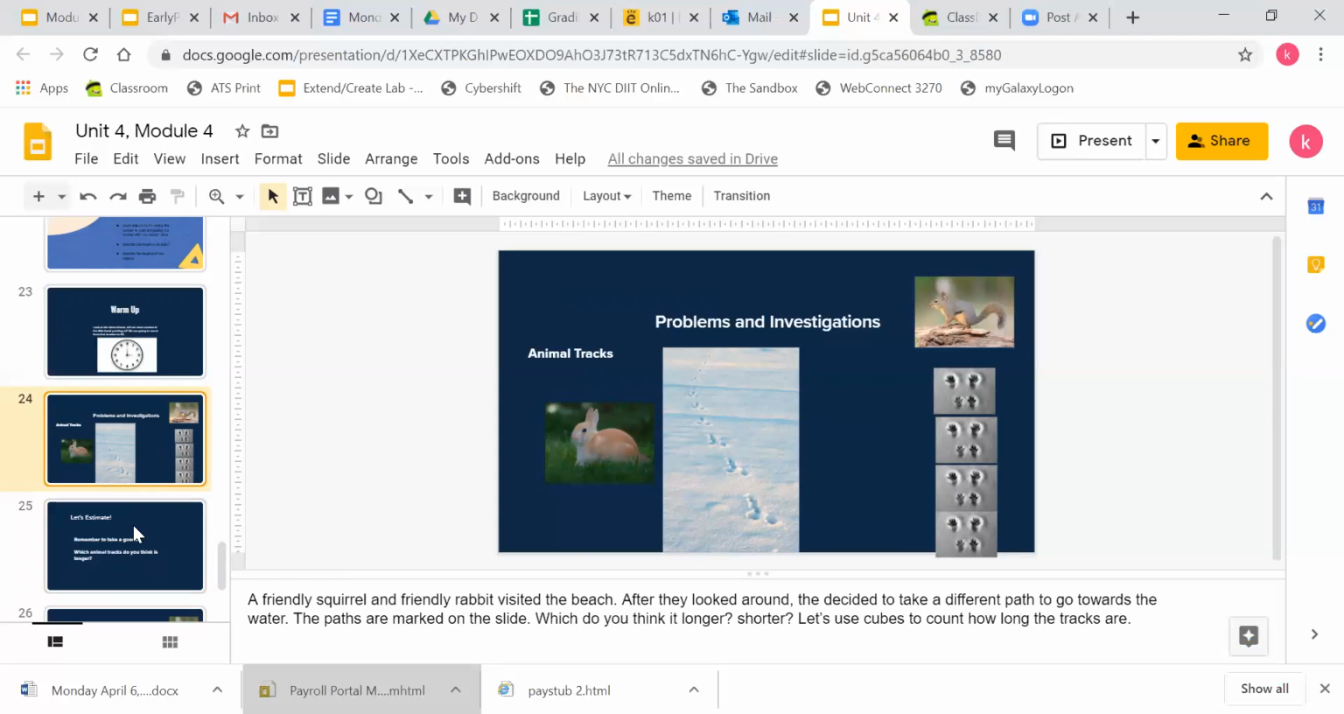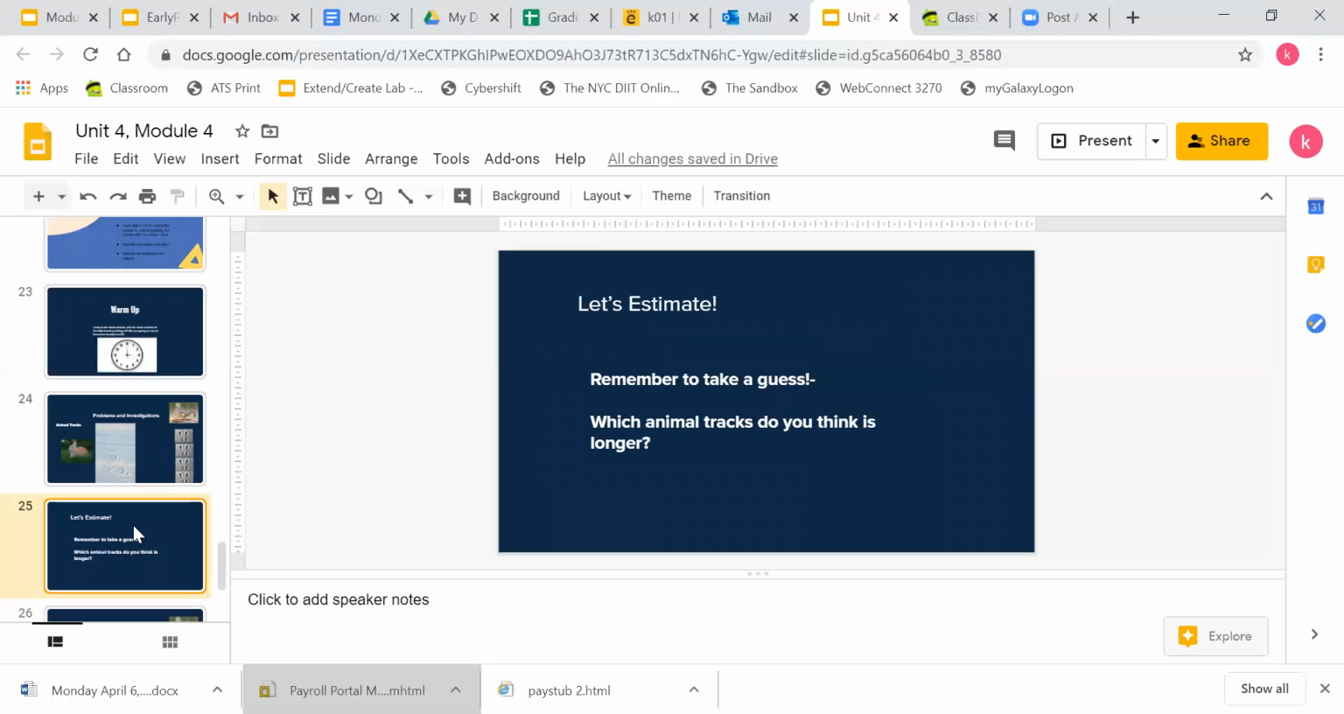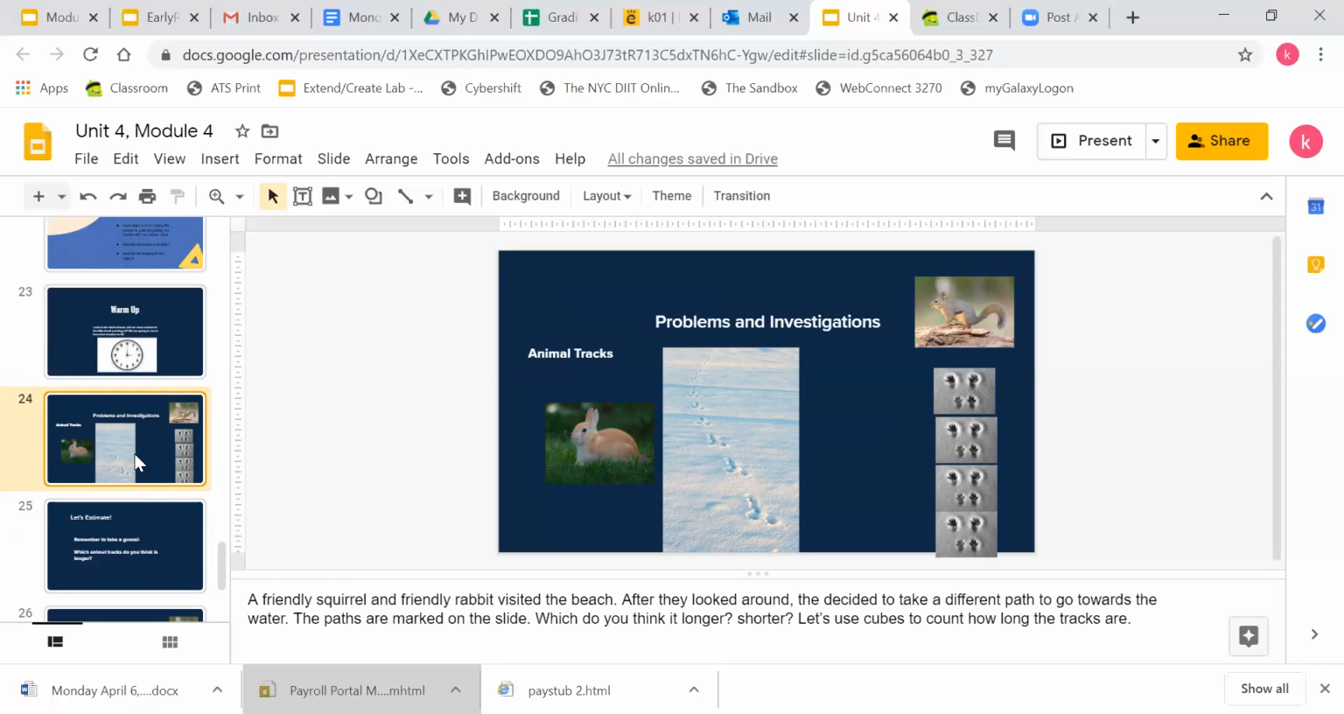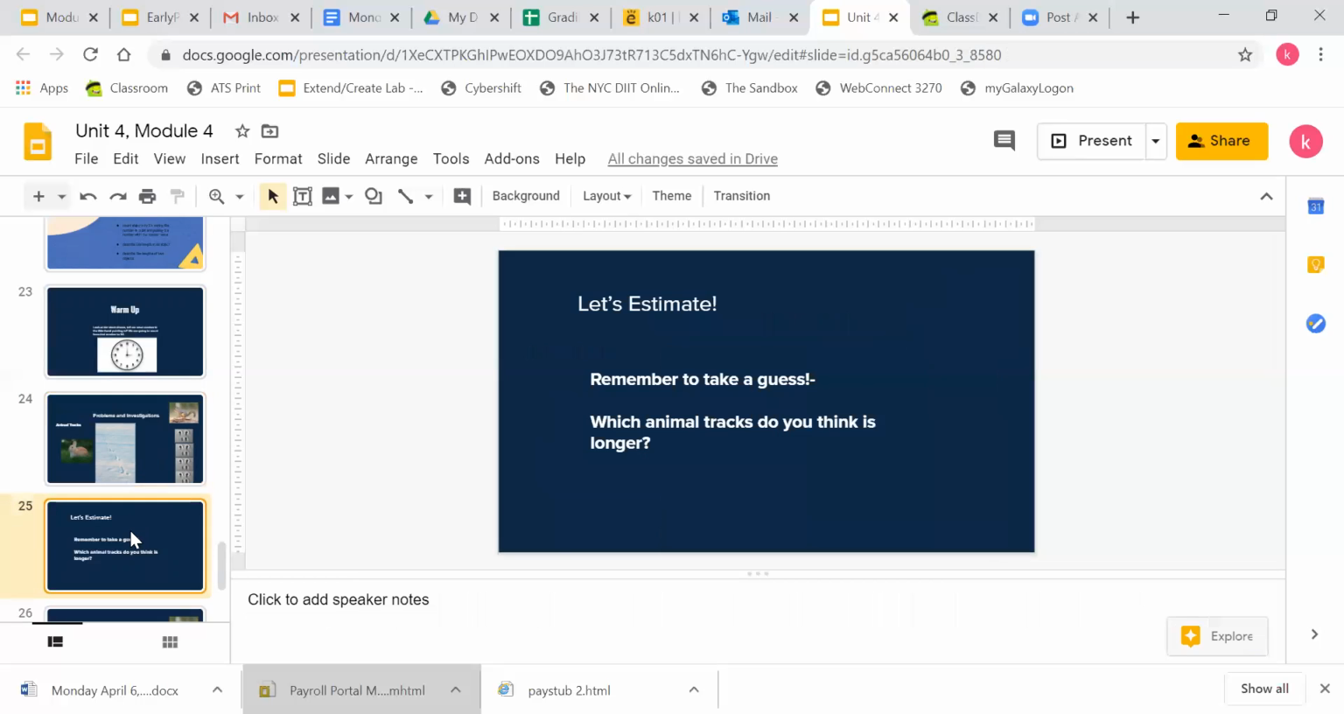So I want you to take an estimate. My estimate is, I'm going to take a guess. I'm going to take an educated guess. My estimate is that the bunny's tracks are actually longer than the squirrel's tracks, because the bunny looks like he has bigger feet. So he probably takes bigger steps. That's my guess. That's my estimate. I hope you guys turn to your moms or dads or brothers or sisters and make a nice educated guess, a nice estimate on whose tracks you think is longer.